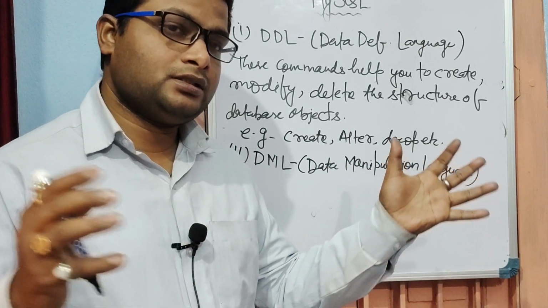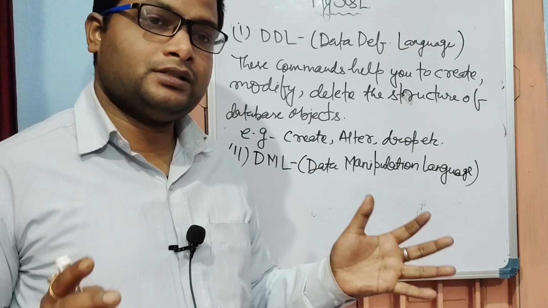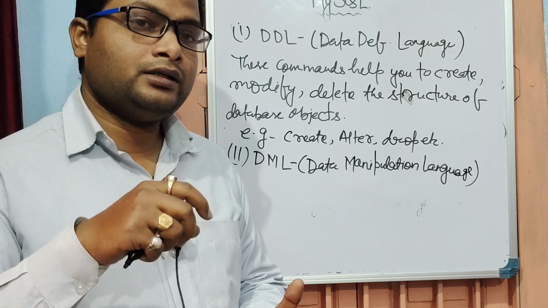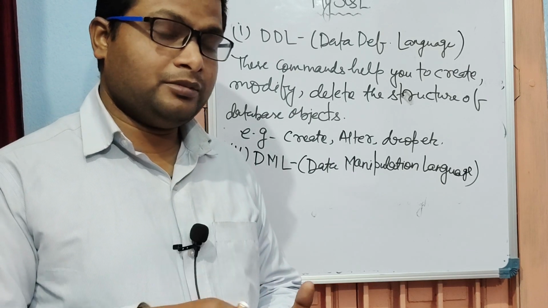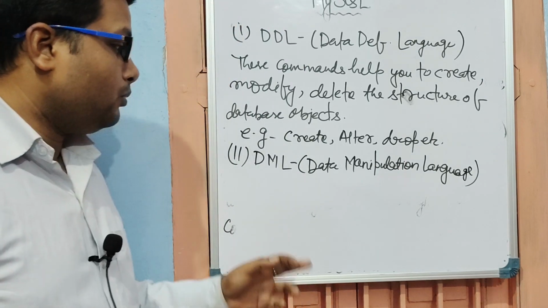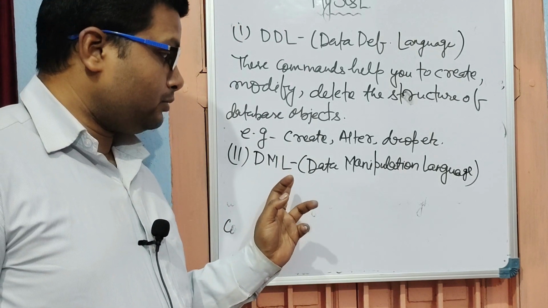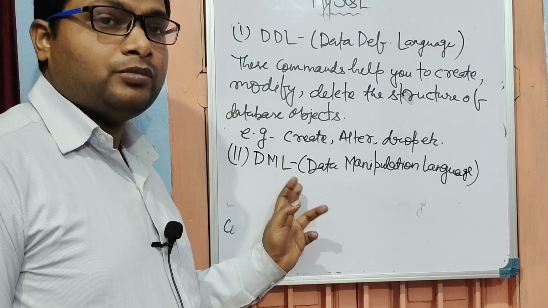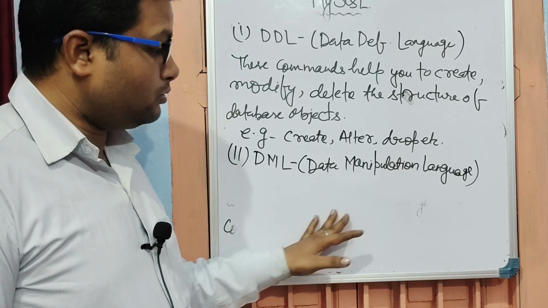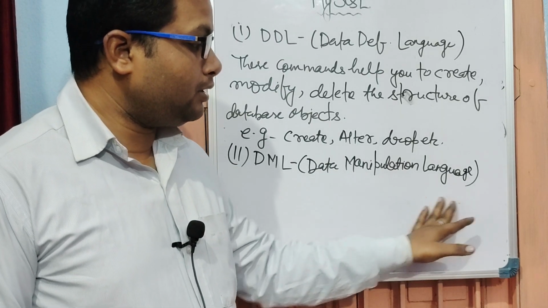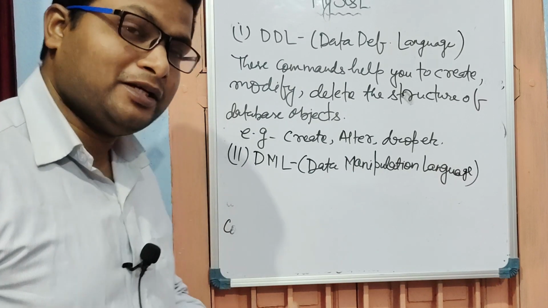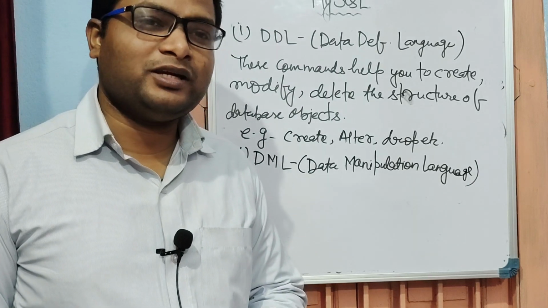So we have created the structure of the database, structure of the table. Now we have to put data in that structure, in that table, or in those views, or in the database objects. Which command are we going to use? We are going to use data manipulation language commands. You can also tell me what is the use of DML command. Write in comment what is the use of DML command.